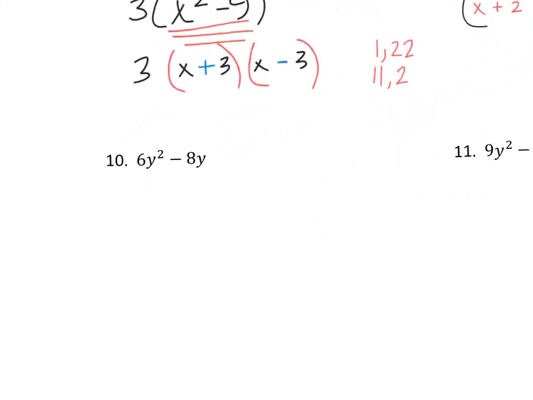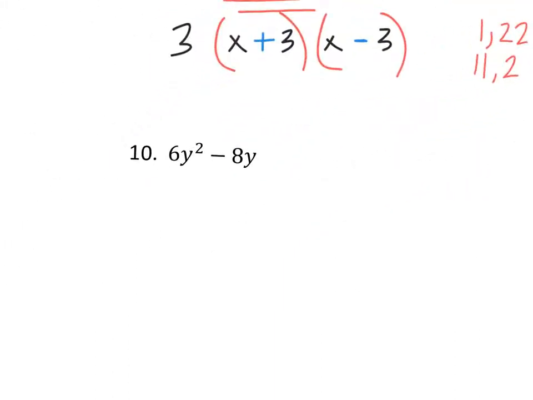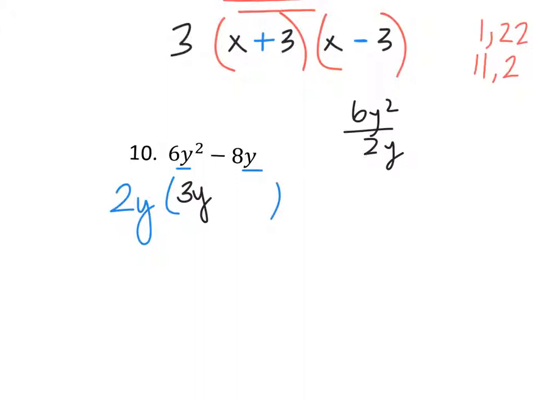And then number 10, I want to find the greatest common factor. So I can divide both of these terms. They both have a y in them, and I can divide both of them by 2. So the greatest common factor is going to be 2y. If you divide 6y squared by 2y, you're going to have 3y. And if I divide 8y by 2y, I'm going to have 4. Whenever you're factoring, you should look to see if each one of these factors could be factored any further. In this case, you cannot. So this is the answer.